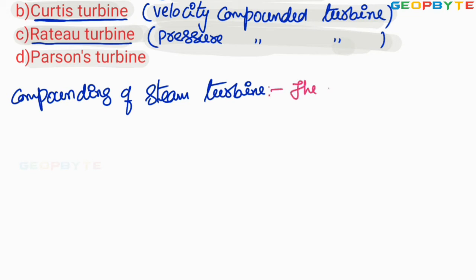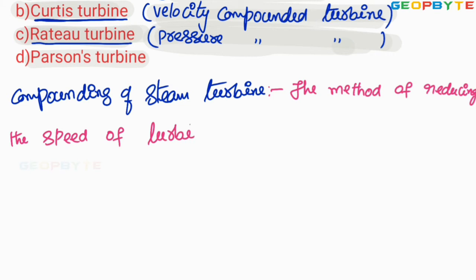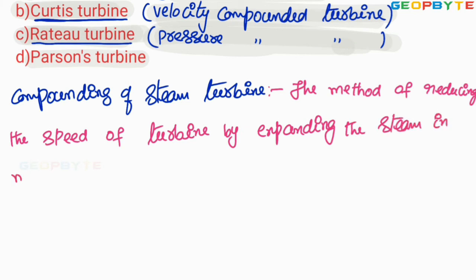The method of reducing the speed of the turbine by expanding the steam in more than one stage is called compounding.